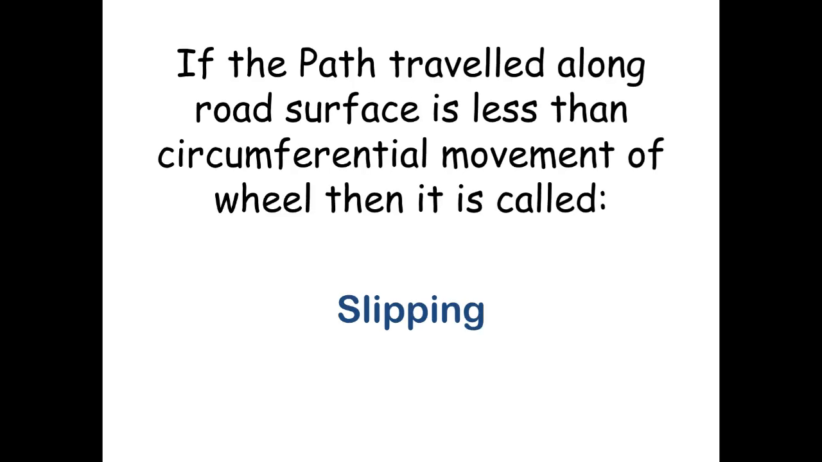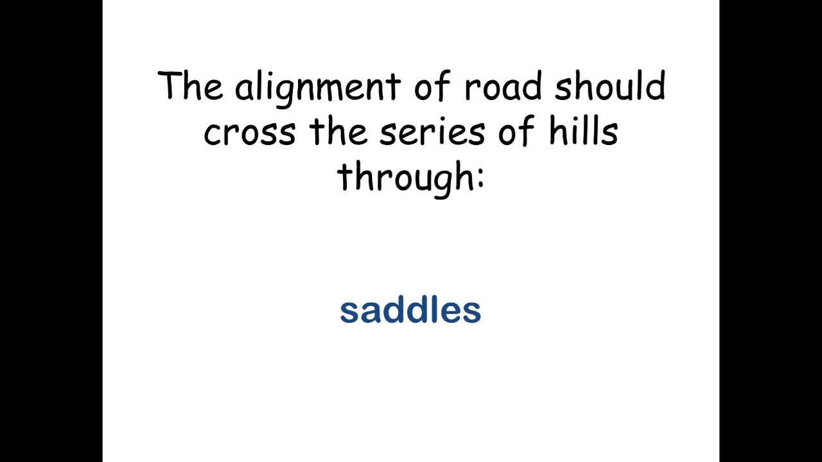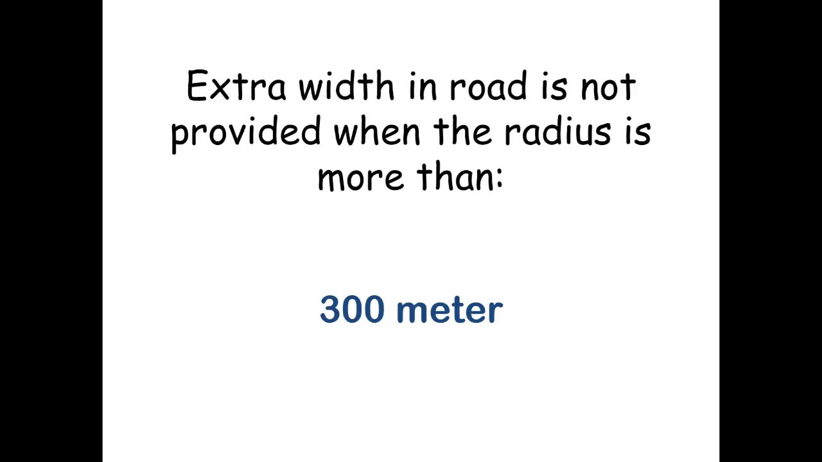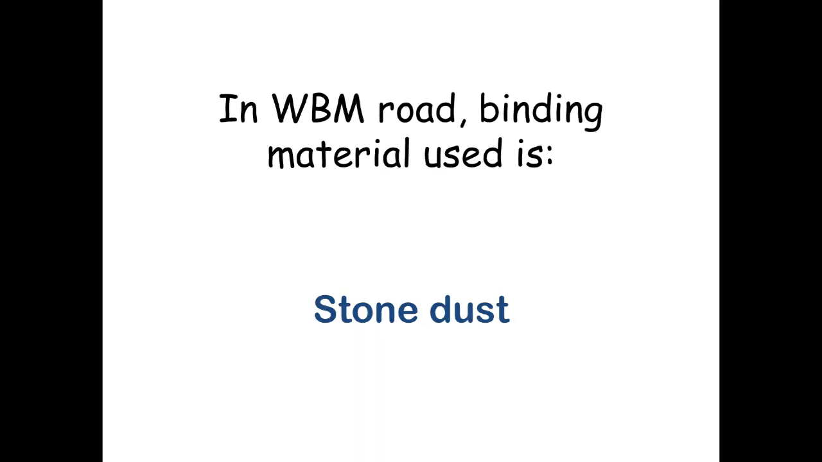If the path traveled along road surface is less than circumferential movement of wheel, then it is called slipping. The alignment of road should cross the series of hills through saddles. Extra width in road is not provided when the radius is more than 300 meter. In WBM road, binding material used is stone dust.